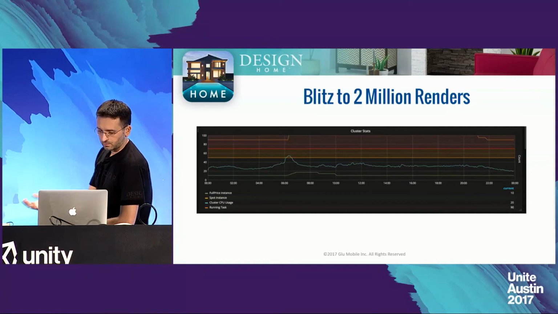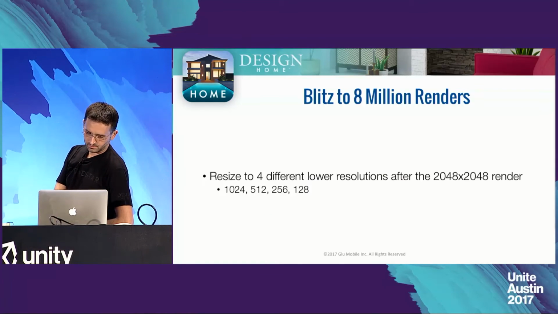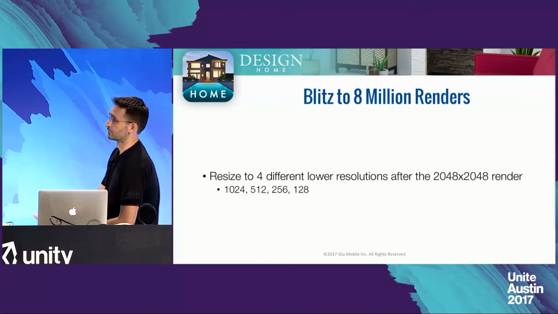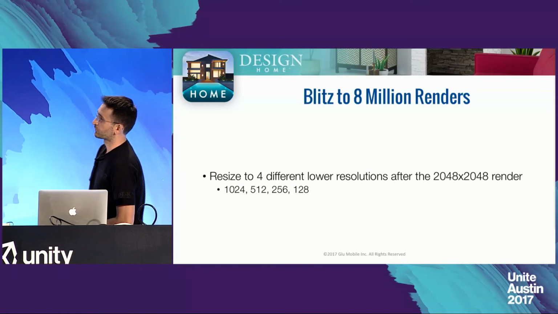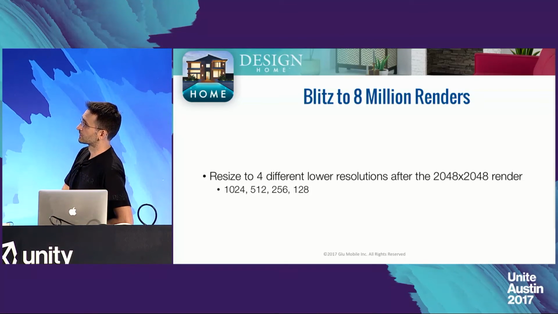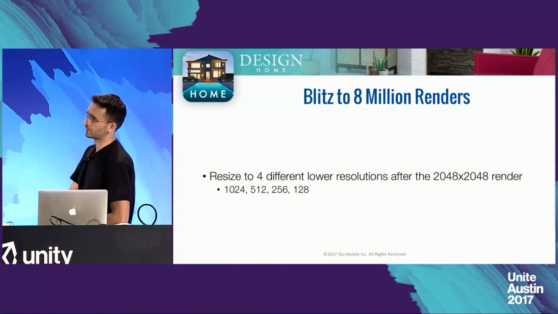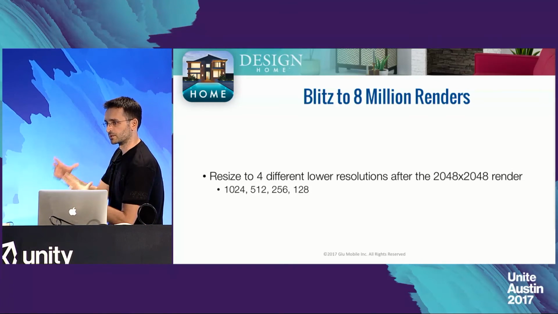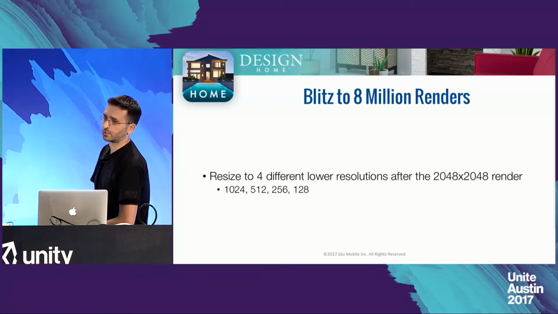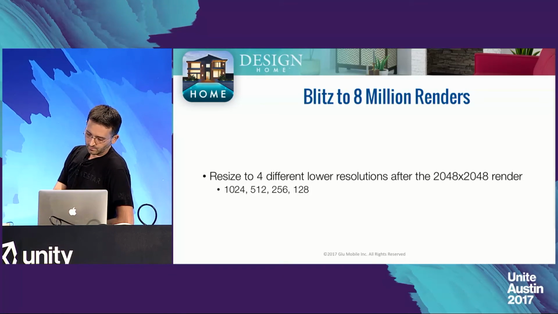So I mentioned we're at 2 million, but actually we go to 8 million because of our resizer. After we render our 2K image, we then resize it to 4 smaller sizes. If you're looking at someone's preview history, you'll probably be grabbing the 128 size. And when you actually go in and look at the nicer higher res, it'll pull down the higher res version of it. And like I said, it does that all on demand.